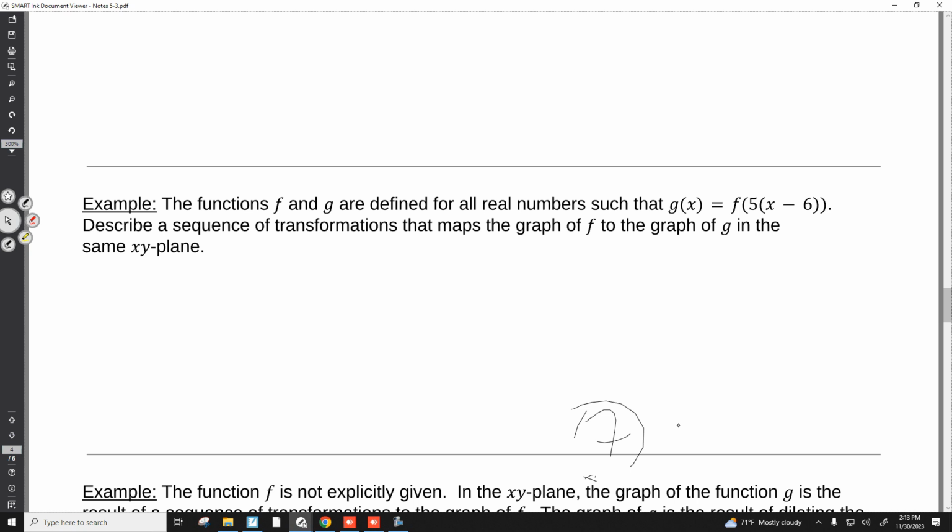Can we lock in? What are the transformations that you see in here? And what is the order in which that happens? I'm going to give you an x value. Let's say I have an x value of 9.